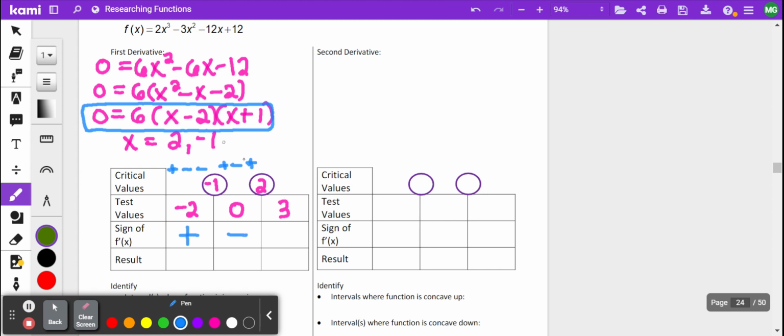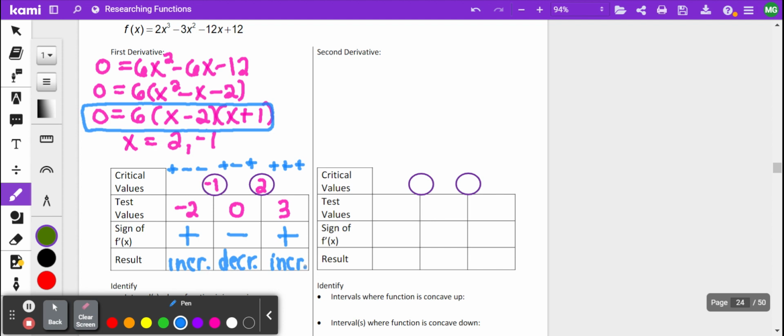And when I drop a 3 up here, I get a positive times a positive times a positive, which means the sign of f prime in those particular regions would first be positive, then be negative, then be positive. What that tells us is that the function is increasing on this domain, decreasing on this domain between -1 and 2, and from 2 to infinity, it will be increasing.